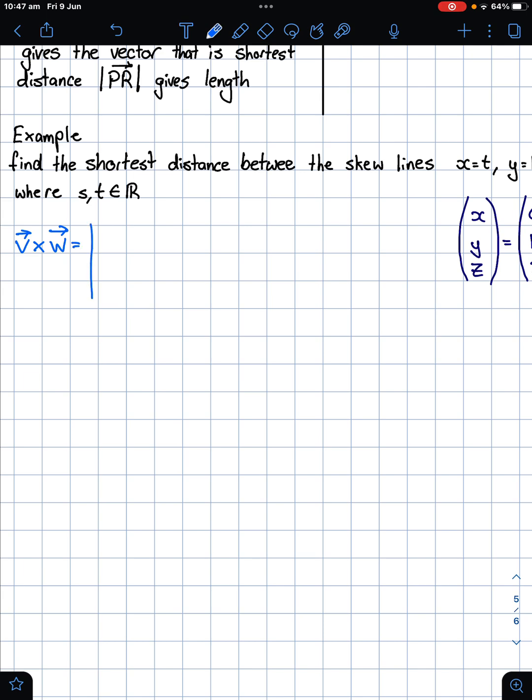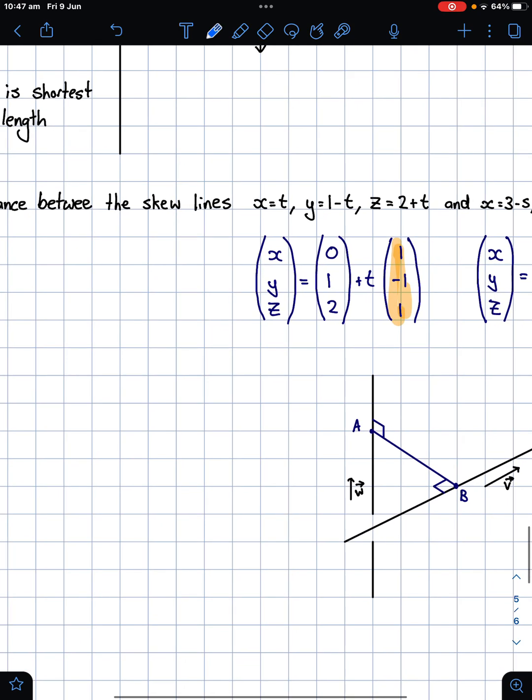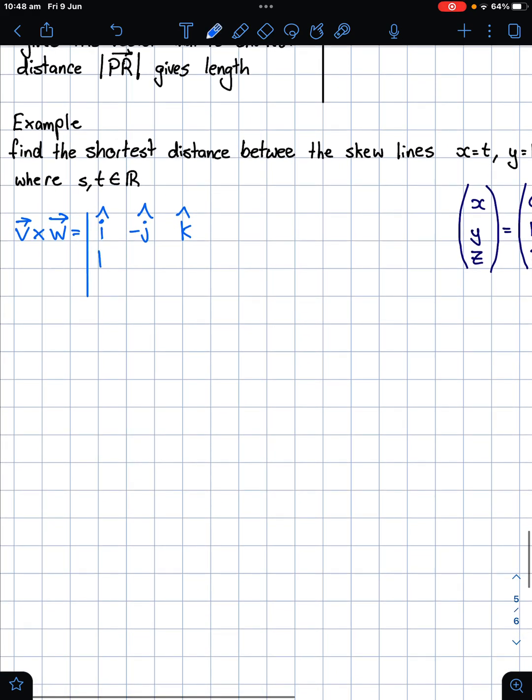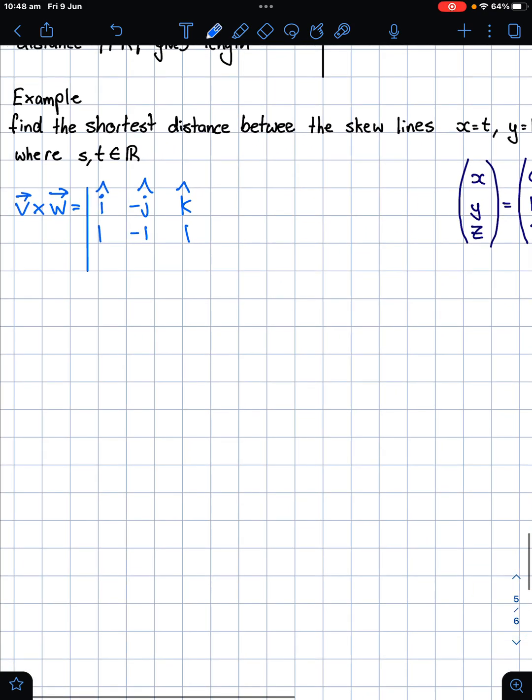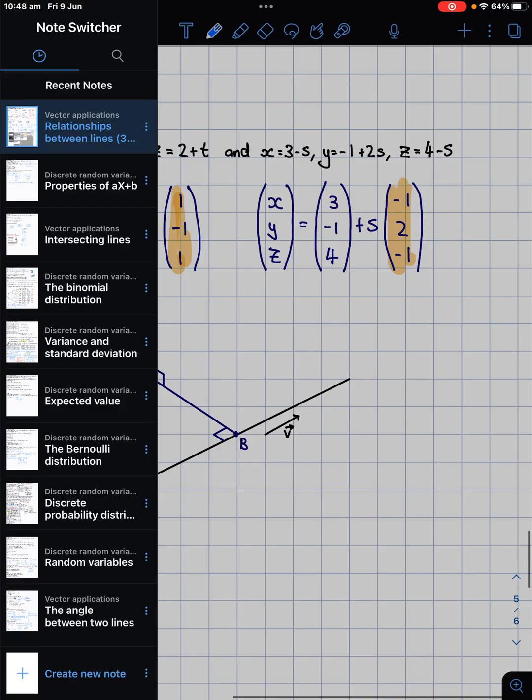We haven't actually done this for a little bit, so I'm hoping you remember, because it's been a couple of weeks. So we set up i, j, k. Our first direction vector here is 1, -1, 1. You'll notice they're the other way around from how we were operating. And our other one here is -1, 2, -1.